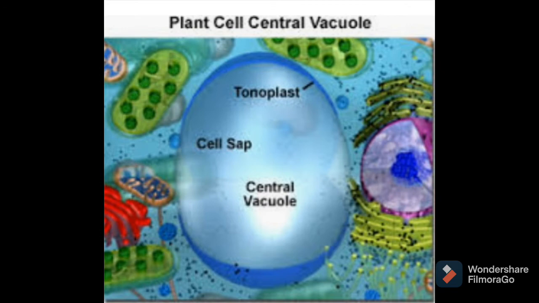So vacuole, what is meant by vacuole? Vacuoles are nothing but fluid-filled sacs, and the fluid present inside the vacuoles is called cell sap. This cell sap is rich in materials like minerals, sugar, organic acids and carbohydrates. So what is the main function of vacuole?